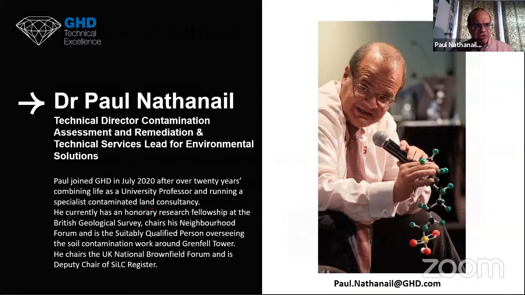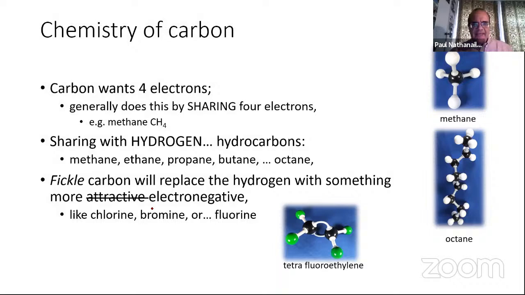So let's go back to basics and remind ourselves of the chemistry of carbon. Carbon wants 4 electrons for the outer shell to be full, to reach what I call chemical nirvana. And it does this by sharing 4 electrons through covalent bonding. A good example in text here is methane, or down here you see a chlorinated solvent.